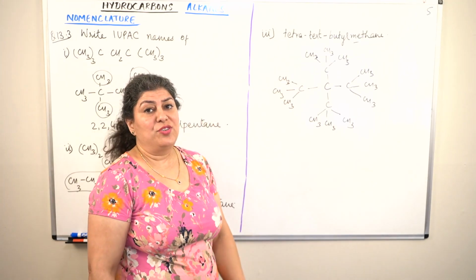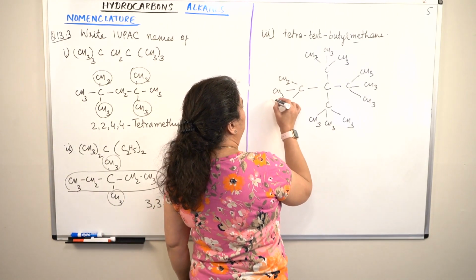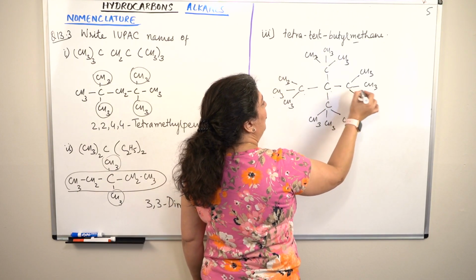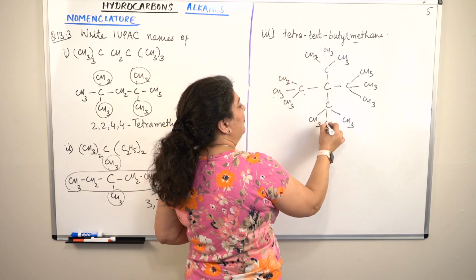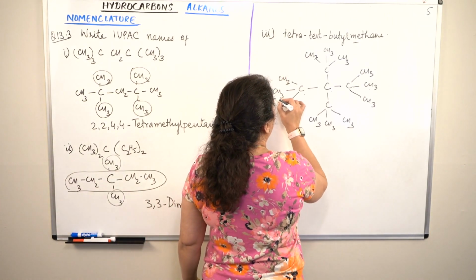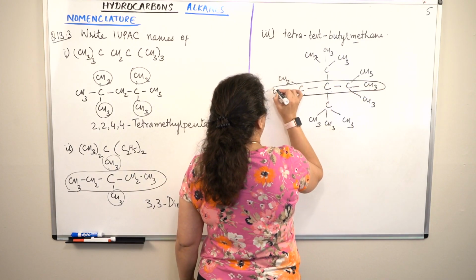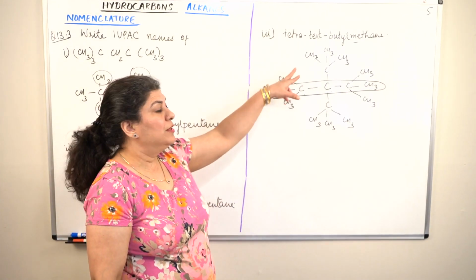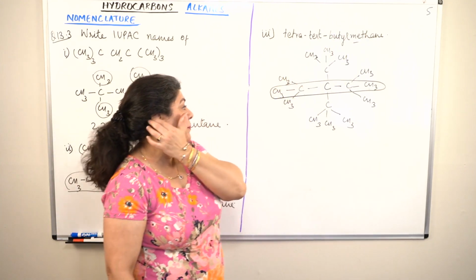But look at the expanded structure. It's not methane. The parent hydrocarbon can be either, there can be two chains. Either this one, 1, 2, 3, 4, 5 carbons, or it can be this one, 1, 2, 3, 4, 5 carbons. Do you see? The longest chain would be a 5 carbon chain. So why will I choose the vertical one? I'll choose the horizontal one. This is my parent hydrocarbon. It is not the methane as given in the common name.